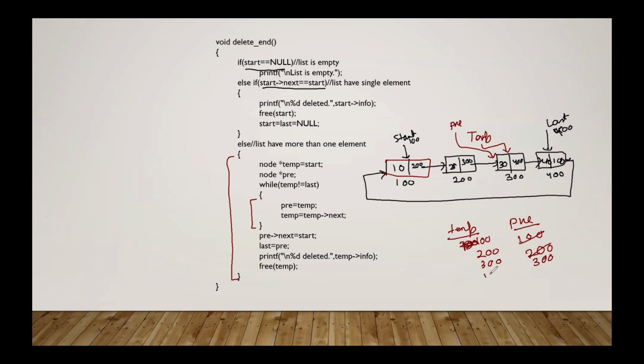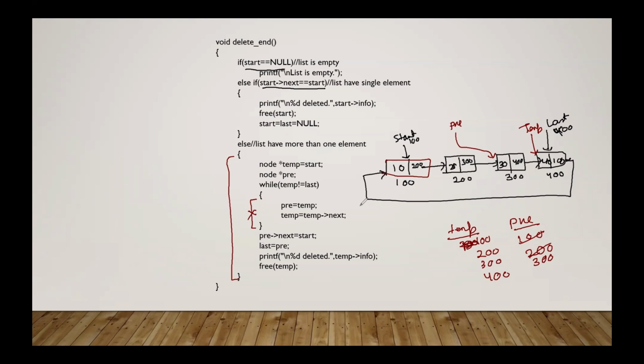300's next is 400. So now this connection is gone. Now this is temp. Is temp not equal to last? No, right now it is false. So this loop is not going to execute.